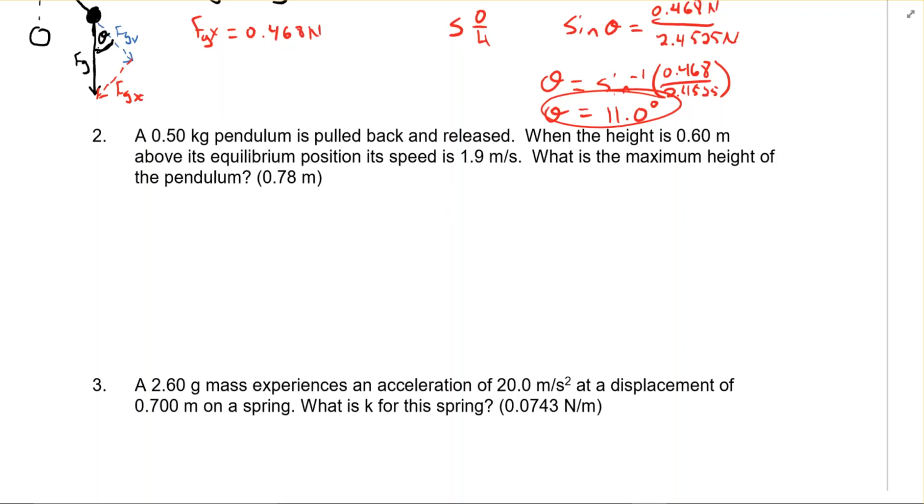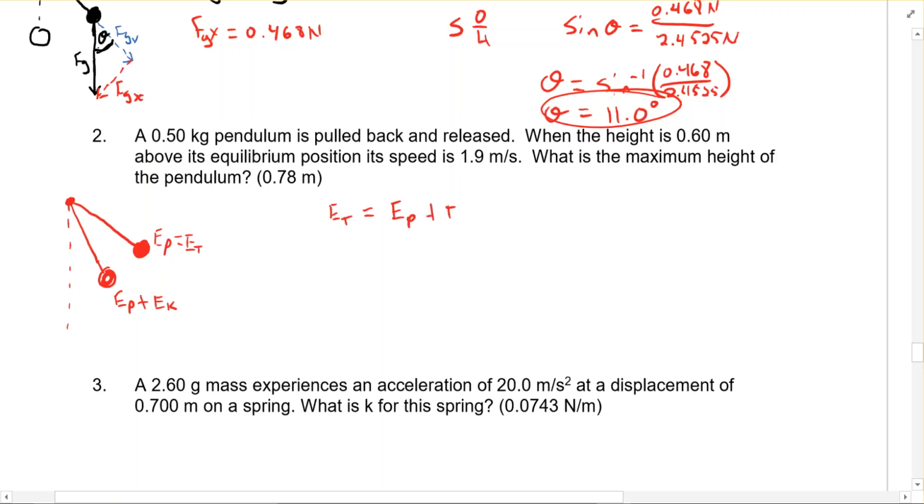Okay, so let's just think about this for a sec. I'll draw another picture. All right, so there's our pendulum swinging, right? At the top of our swing, this would be all EP, and that would also be the total energy, E total. At this point down here, that's going to be a combination of EP and EK. So let's make our equation out of this. We're going to say E total is equal to EP plus EK. And I know that the total energy is equal to the potential energy at the top.